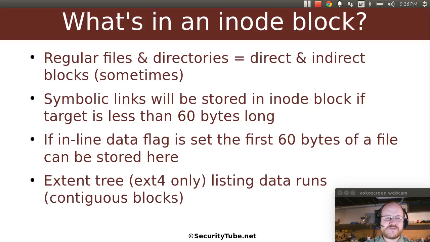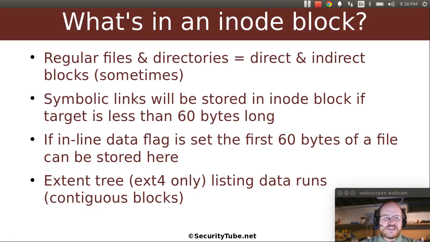So what's in there? Well, if it's a regular file or a directory, you will sometimes have direct and indirect blocks. The most generic case, that's what you have, but we'll see you can have other things in there as well. Now, if you have a symbolic link and it is not very long, if you can store it in the 60 bytes, it's stored right in that spot. That way you never have to leave the inode for a symlink.